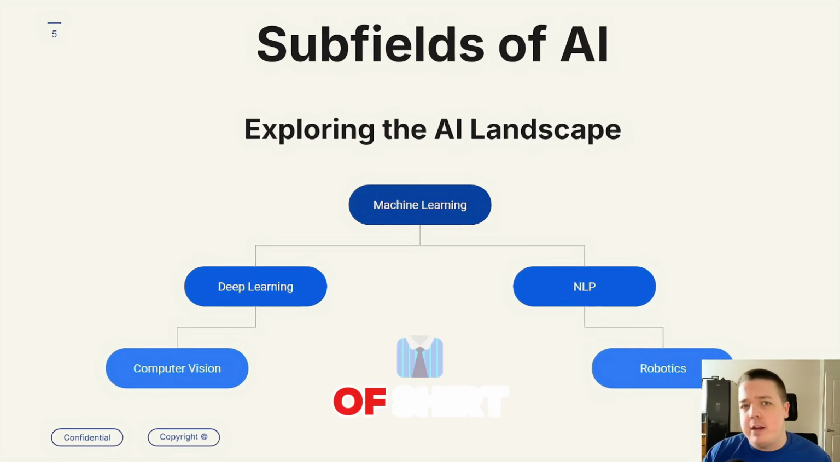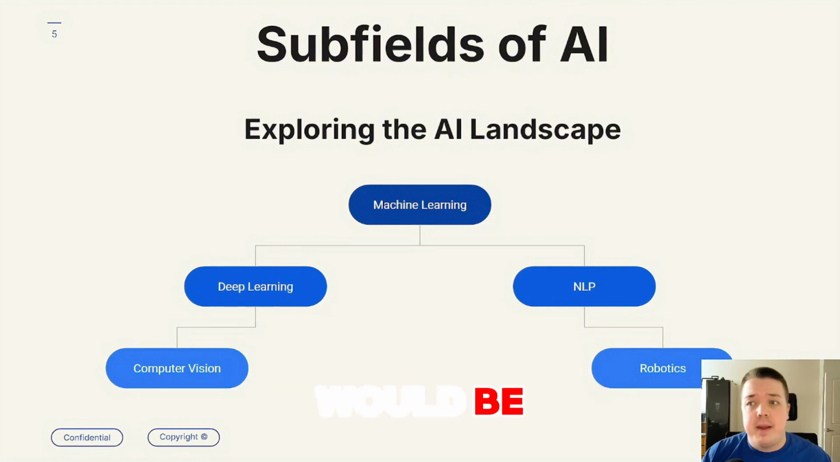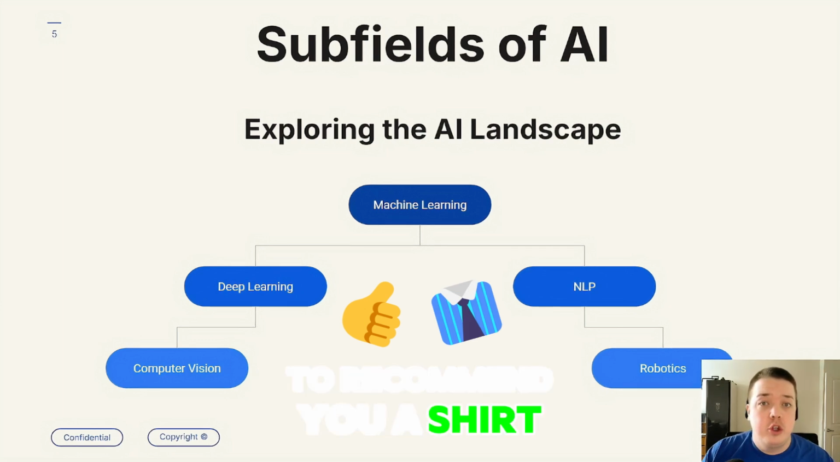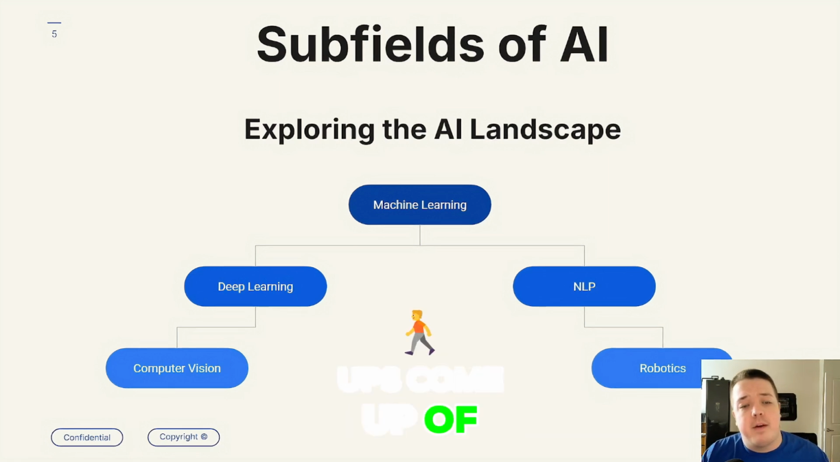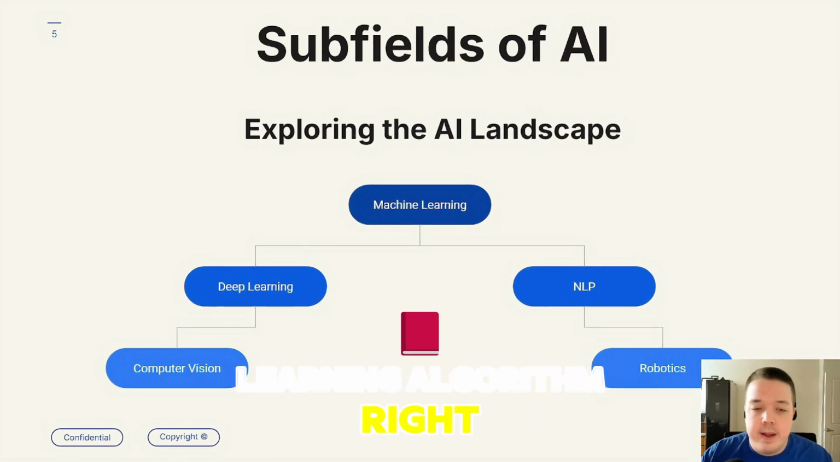And you were always buying the same kind of shirt, an example of machine learning in that regard would be if the website was set up with AI to recommend you a shirt, or with Amazon is another great example, how those little pop-ups come up of people typically buy this and this. That's programmed through a machine learning algorithm, right?